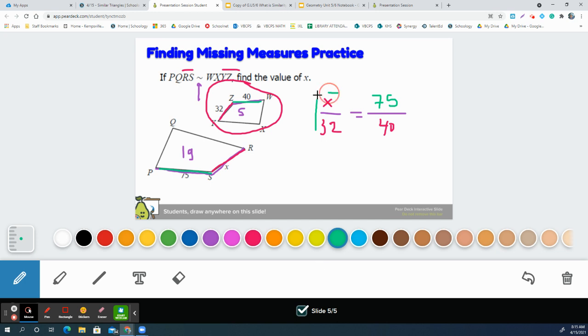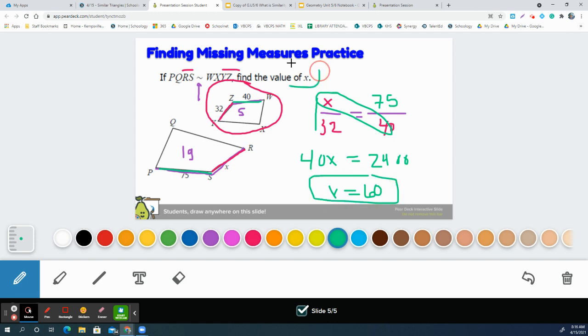Okay. And then you just cross multiply. So 40x equals whatever 75 times 32 is. 2,400. And then x equals 60, question mark? Sweet. And again, it's saying find the value of x, so we know we're done. If I put my 60 in here, that makes sense because the 40 and the 75 are bigger than the 32 and the 60. Okay?